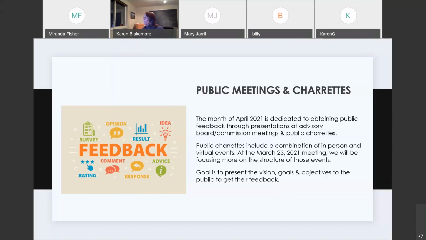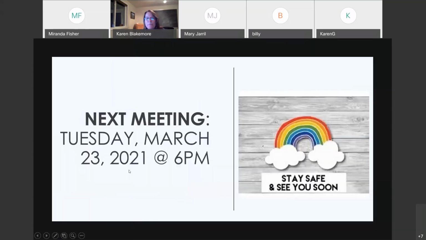When we come together on the 23rd, that's the next time we're all back together. What we'll be looking for, in addition to spending some time on your goals and objectives, is we'll outline the charrette and be looking for your feedback on what we're proposing on how we would obtain public feedback.